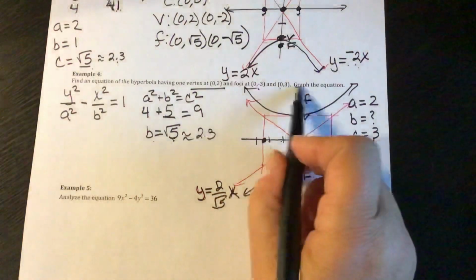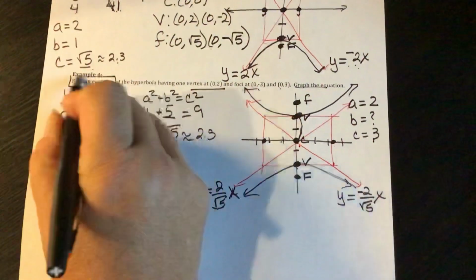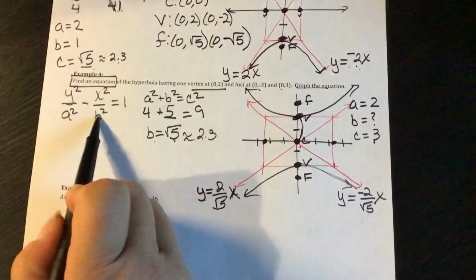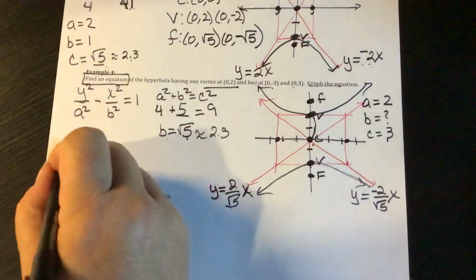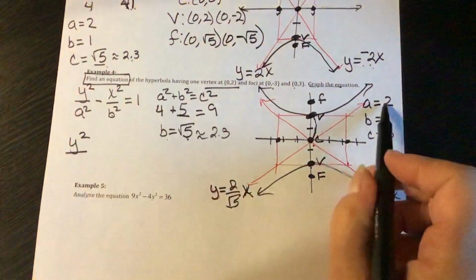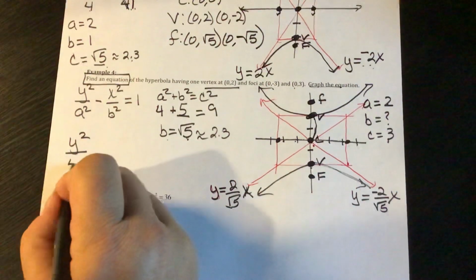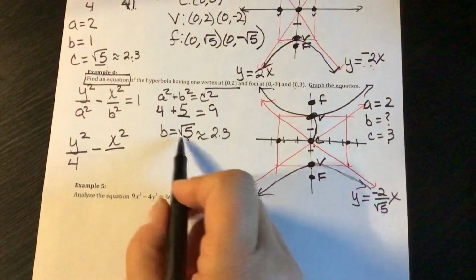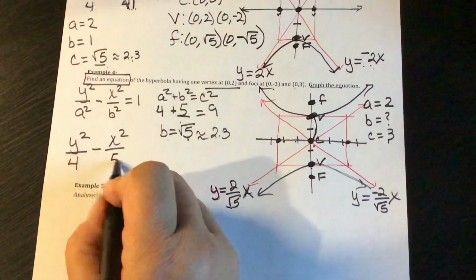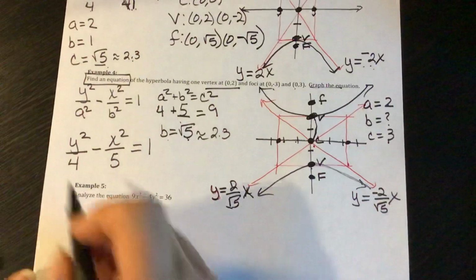So here's the graph. Now we need to find the equation. So we're going to just put our a squared and b squared values in. So I'm going to have y squared over a is 2, so a squared is 4, x squared over b squared was 5, and that equals 1.